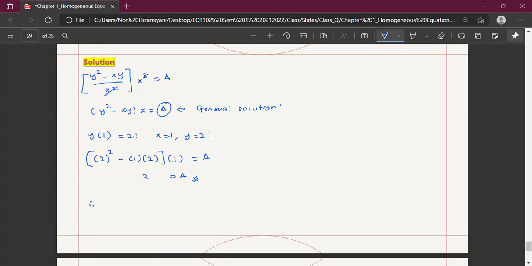Therefore, the particular solution is (y² minus xy) multiplied with x equal to 2. So we can see that after you substitute the conditions or values of x and y, we don't have a anymore because you can already obtain a, where a is equal to 2, then you will get the particular solution. So this is how you find the particular solution for a homogeneous equation.